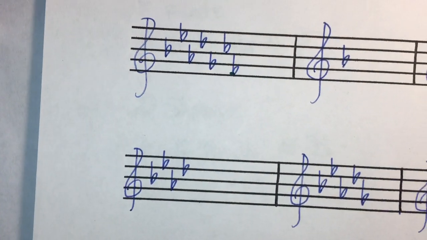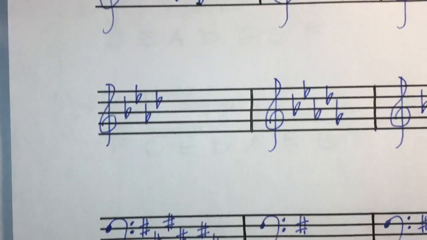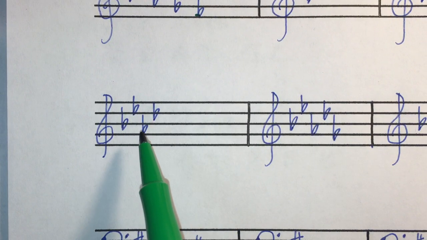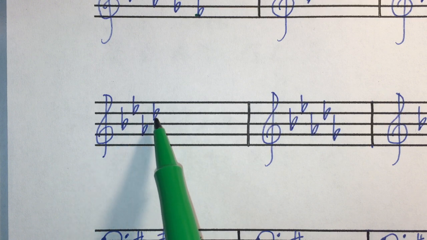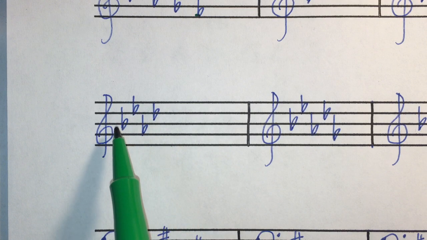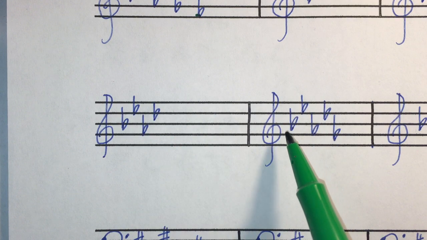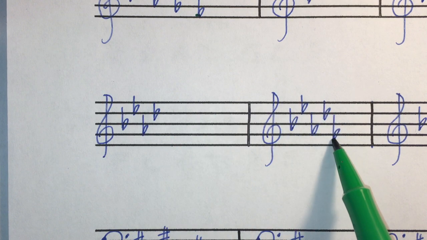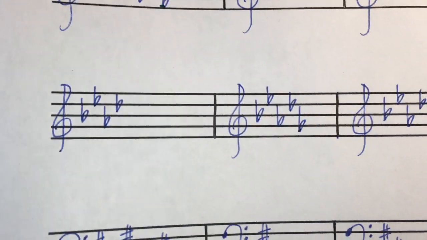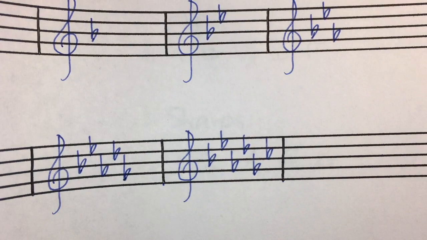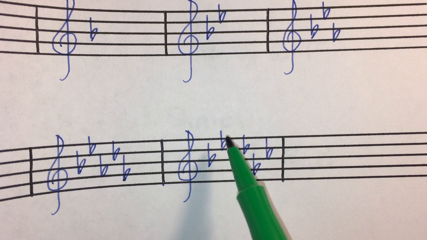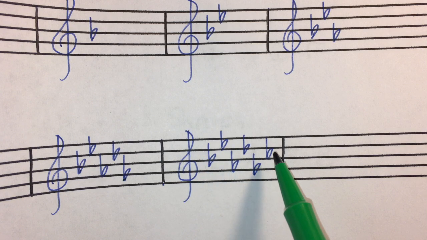A few more examples here. Four flats: B flat, E flat, A flat, and D flat. You're always going to start from the left and read to the right. Five flats: B flat, E flat, A flat, D flat, and G flat. Six flats: B, E, A, D, G, and C flat.